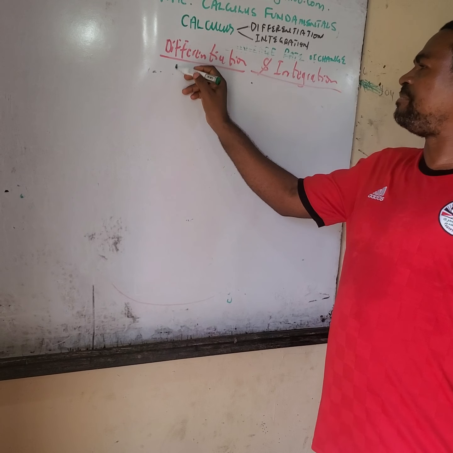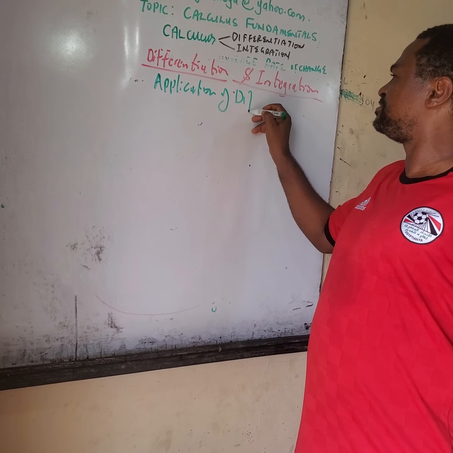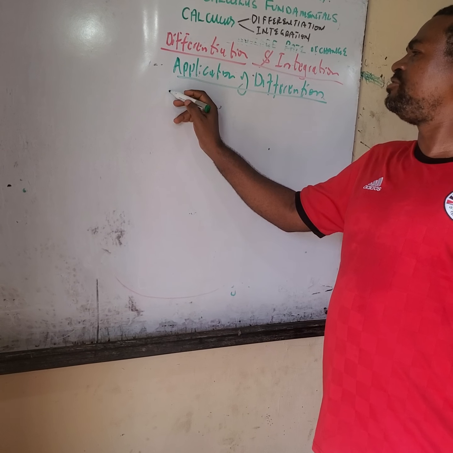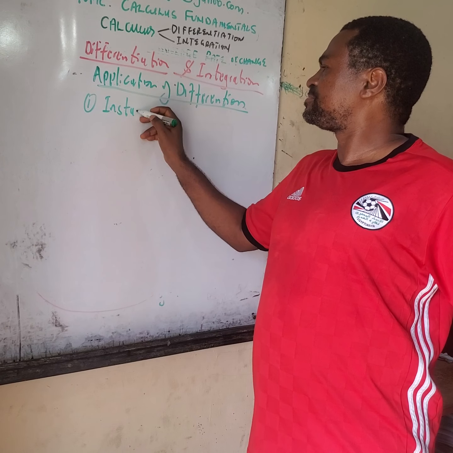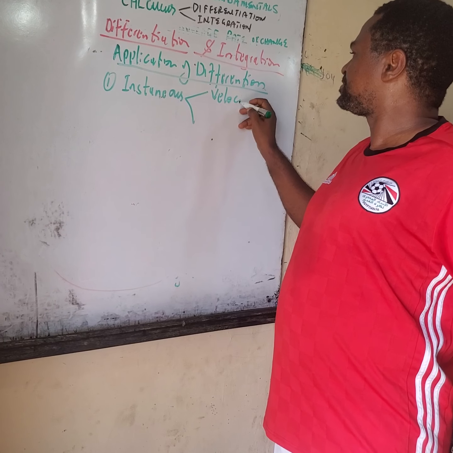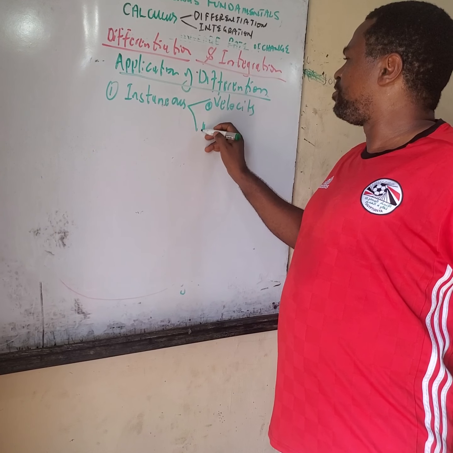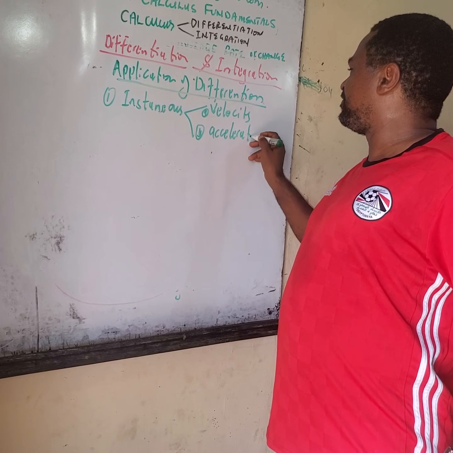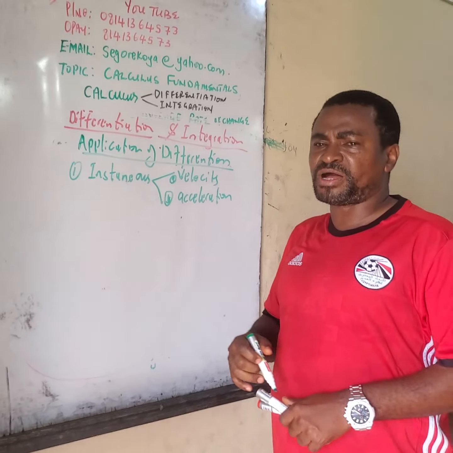And then when we are dealing with differentiation application in mathematics, we normally find application of differentiation. We normally use it to find, A, instantaneous velocity, and then B, we also use it to find instantaneous acceleration in physics. Let me give an example, then I will go down to the other aspects of calculus, which is integration.